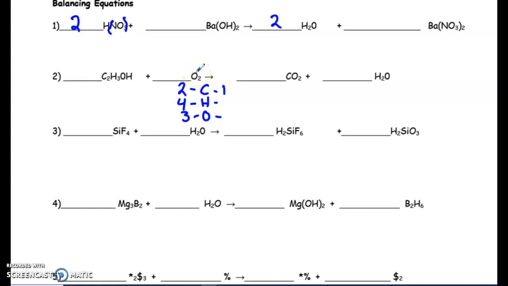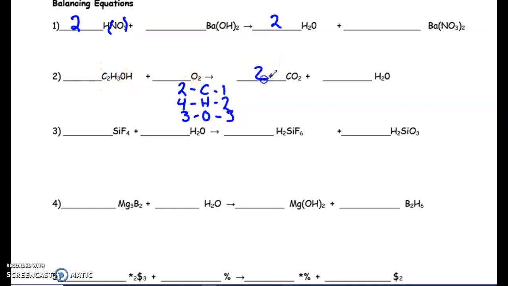That's a difficult skill for beginning balancers to learn, is to count the element everywhere it's present on the left or the right side of the arrow. All right, and that one's 2. All right, so let's see, carbon, I'll start there.